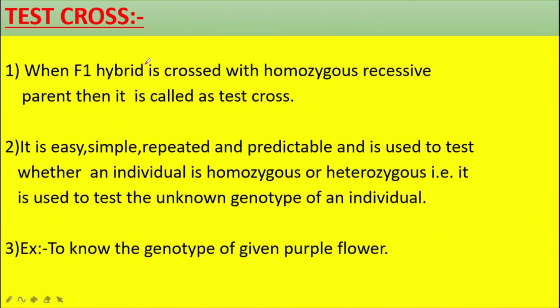Now let's start with test cross. What is test cross? Now see what happens in test cross. When the F1 hybrid is crossed with the homozygous recessive parent only. What have we studied in back cross? In back cross, the F1 hybrid can be crossed with capital T, the dominant parent, or with the recessive parent, small t, small t. But what is the condition in test cross? The F1 hybrid can be crossed only with the recessive parent. Then that cross is called a test cross.